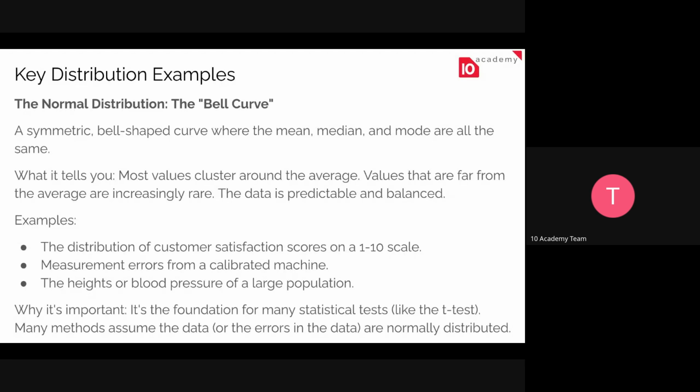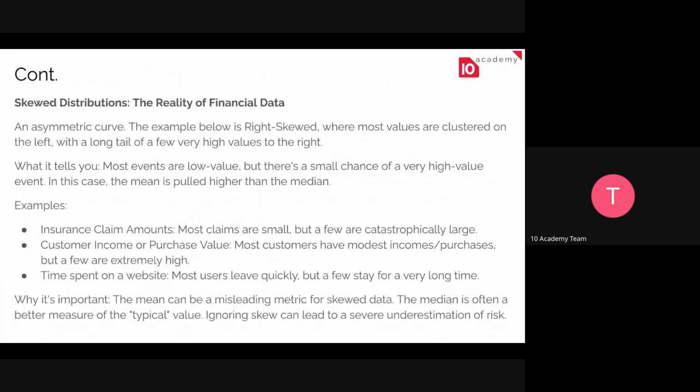And why does it matter? It's a foundation for a lot of statistical tests, especially the t-test, which we will see, of course. Many methods assume that the data, or at least the error, is normal, because the measurement errors of a calibrated machine can also be attributed to that. So a lot of places actually assume that their data is normal. So it's very important to understand its properties.